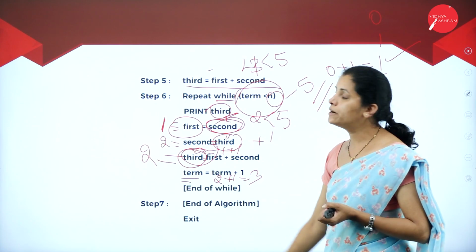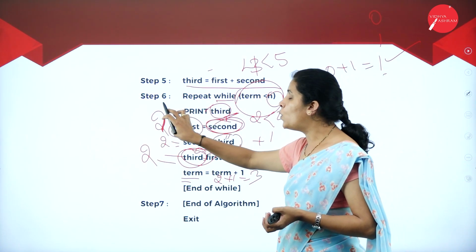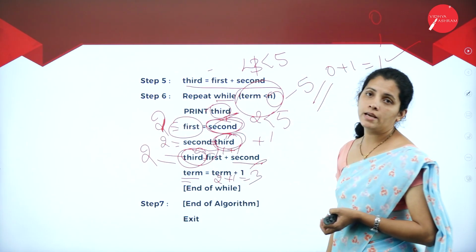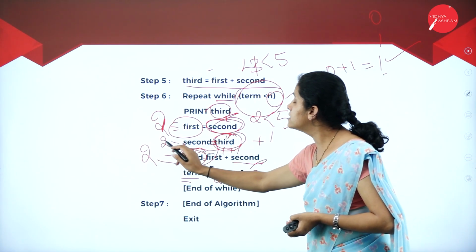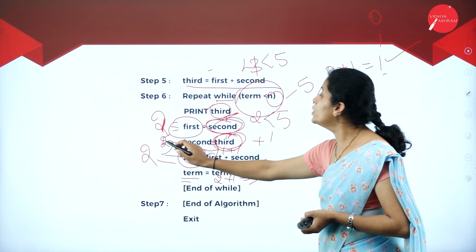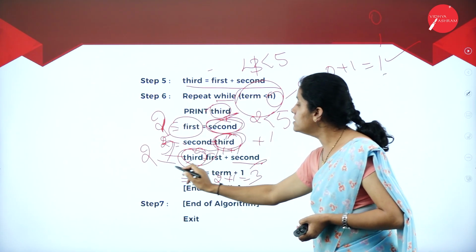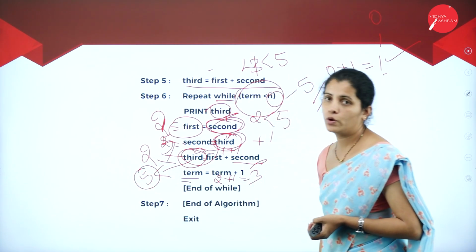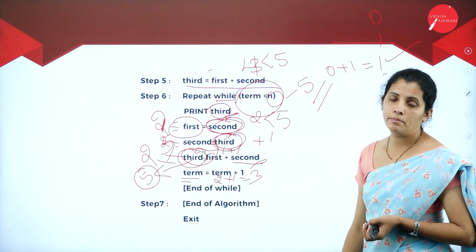So what is my second value here? That is 2. Now first holds the value 2 and my third variable holds the value 3. So that is stored inside second variable. Then I'm going to add 2 plus 3 and that is stored inside my third variable. And what's the value? I'm going to have 5 and I'm going to increment term by 1.